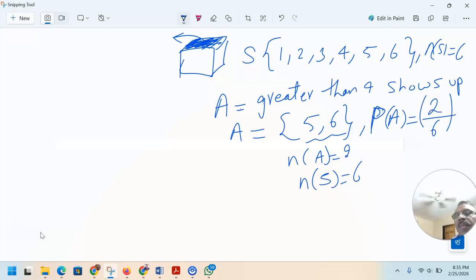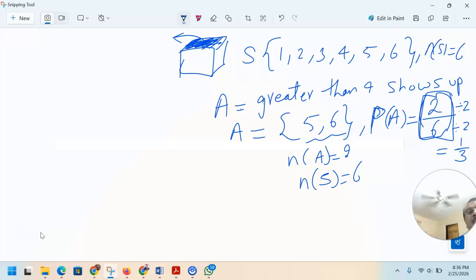I'll just keep it 2 out of 6, even though if you divide both the numerator and the denominator by 2, your fraction reduces to 1 over 3. But I'm going to keep this, I have a reason to show.